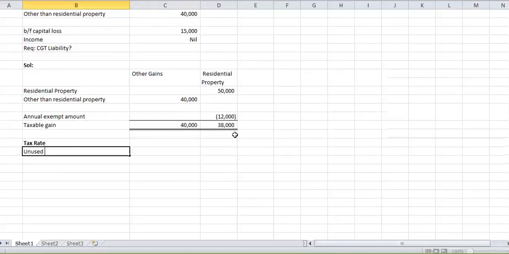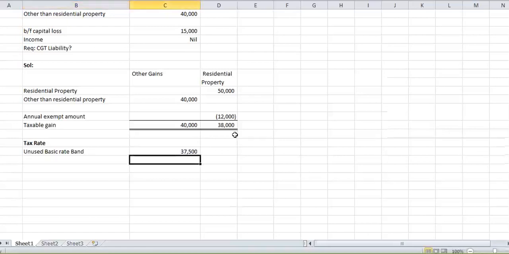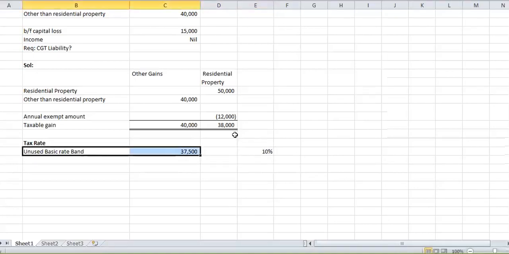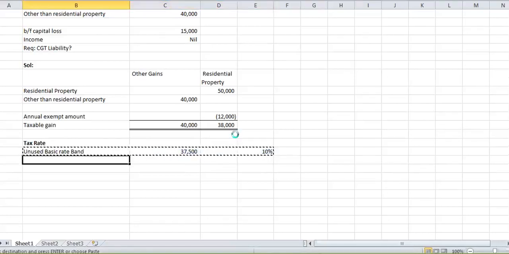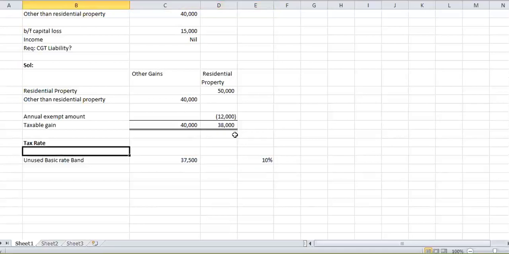Unused basic rate band. So the amount of the unused basic rate band is 37,500. And the tax rate would be lower, 10%. So first of all, we are applying tax rates on other gains.